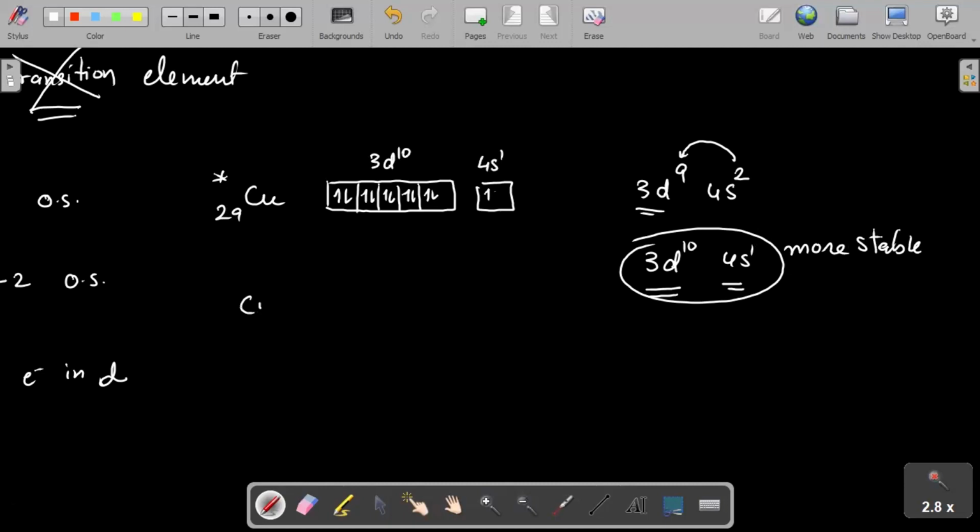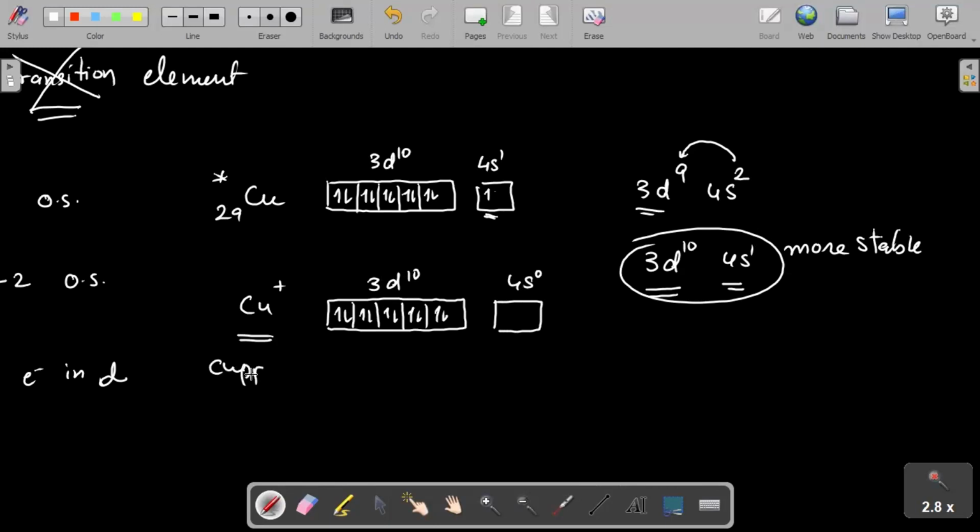Now, if copper makes a +1 cation, what will happen? It will have the configuration 3d10, and one electron from the s orbital will go, giving 4s0. So the copper +1, or cuprous, state is found here.